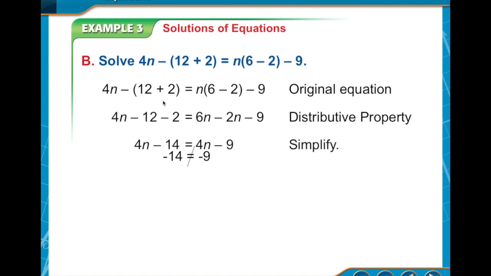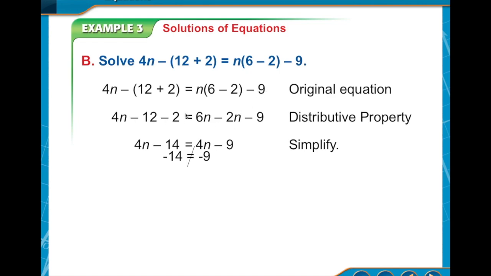So if we start with our original equation, we've got that. If we use the distributive property, we can apply the negative to both of these terms. So we get a negative 12 here and a negative 2 here. Now if we go to the right, we have an n that needs to be distributed to both of these terms. So if you notice here, n times 6 becomes 6n. n times a negative 2 becomes negative 2n. And then we have the negative 9 at the end.